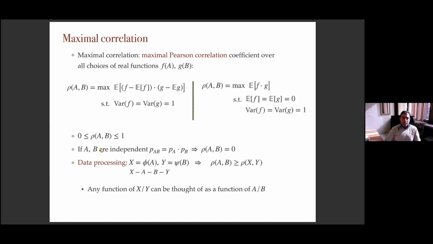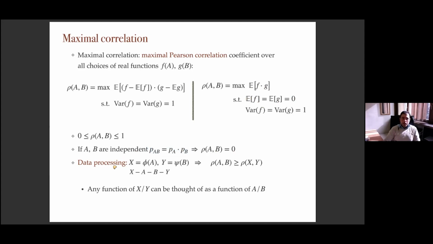If A and B are independent, meaning that their distribution is multiplicative, then the maximum correlation is 0. Why is it the case? Just look at the formula. The expectation of fg, because it's a product distribution, would be just the expectation of f times the expectation of g, and I know that the expectations of f and g are 0, so that's why the maximum correlation would be 0.